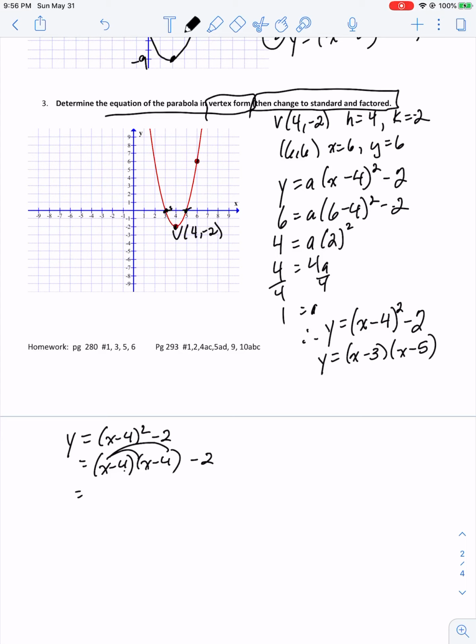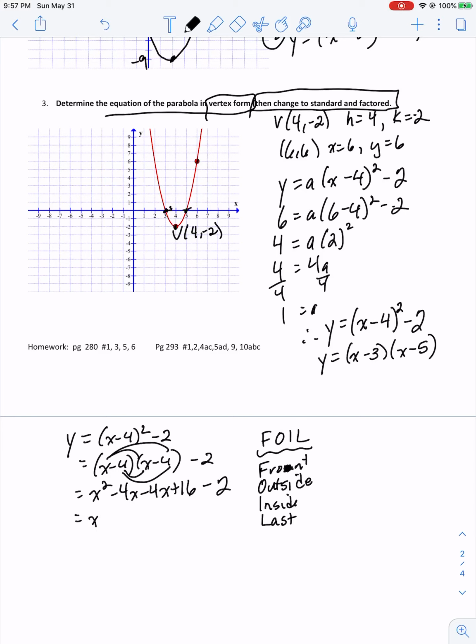We have to expand this out. Remember, we talked about the word FOIL: front, outside, inside, last. So x times x is x squared. Outside is minus 4x. Inside is minus 4x. Last is 16. And then minus 2 on the end gives us x squared minus 8x, and 16 minus 2 is plus 14.